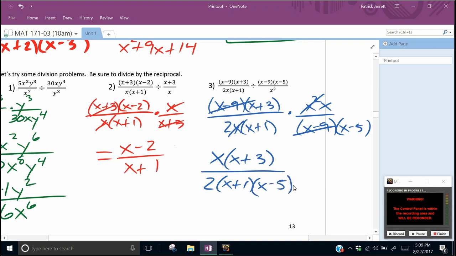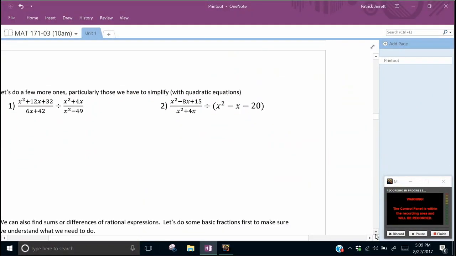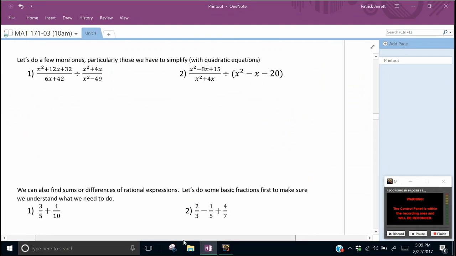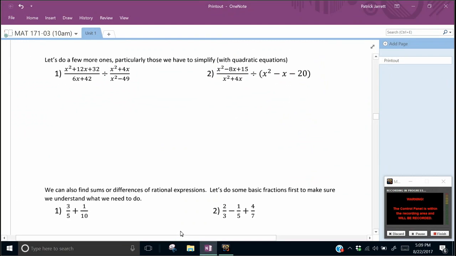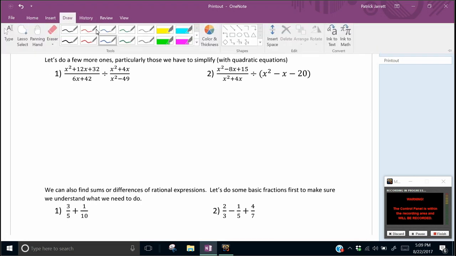So that's all she wrote for that. So moving forward, and the good thing is you can pause this at any old time. So here's a couple that we're going to have to simplify. Oh, you're going to get tired of this, I know.